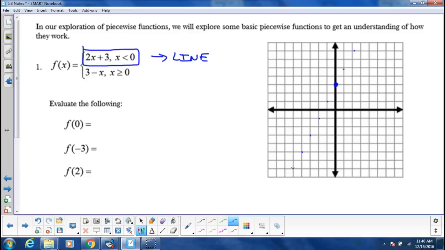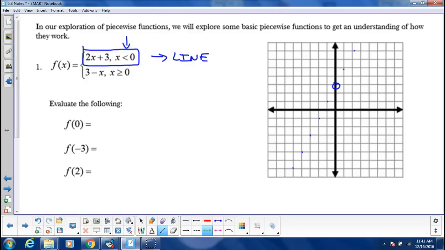Before you draw your line in, you've got to look here at the restrictions on x. What are the restrictions on x saying? Less than 0. So that means that instead of a dot there, I'm going to put a circle there, because it's less than. It's not equal to. It's just less than. And then which way am I going to connect the dots? Left or right? Left, because I want numbers less than 0, right?